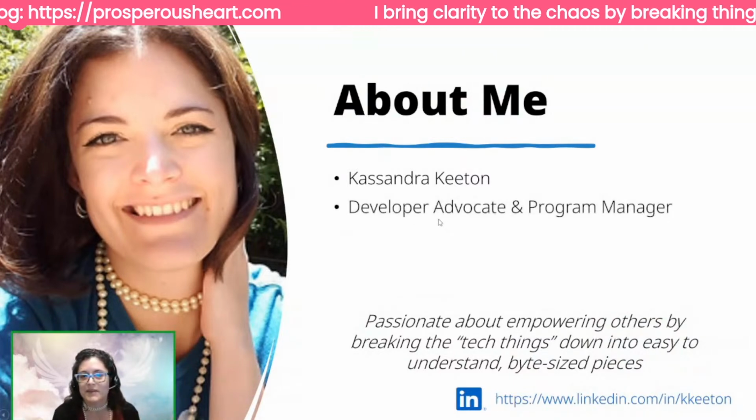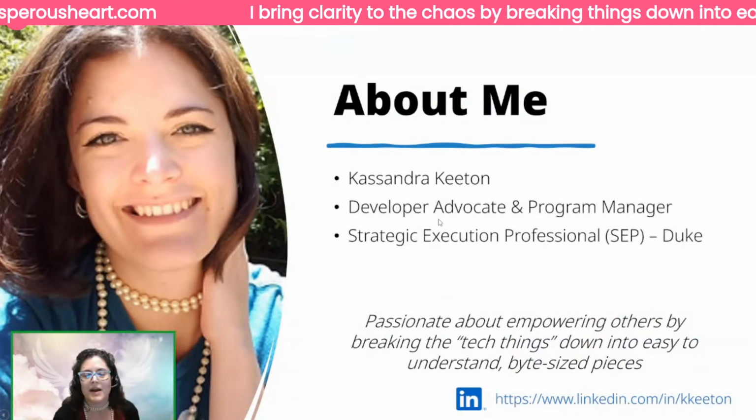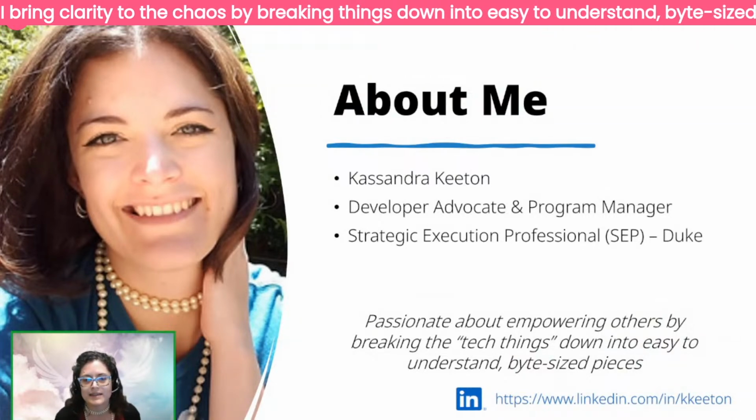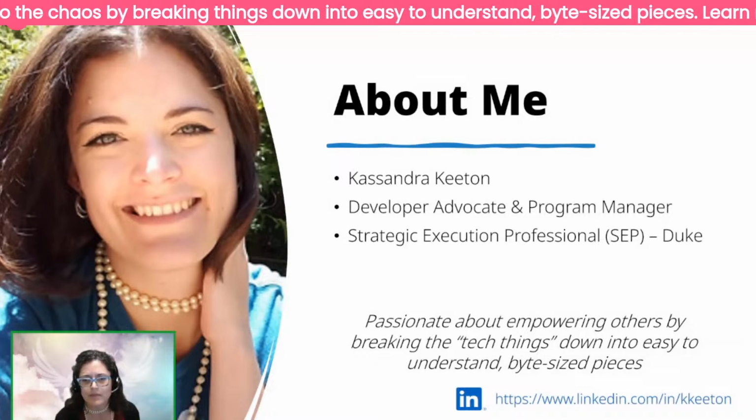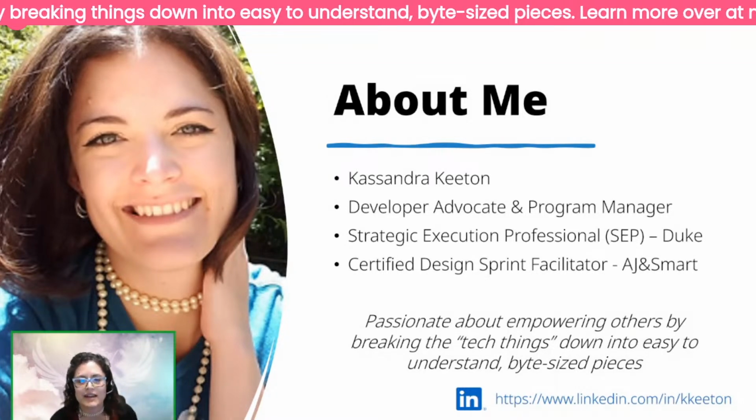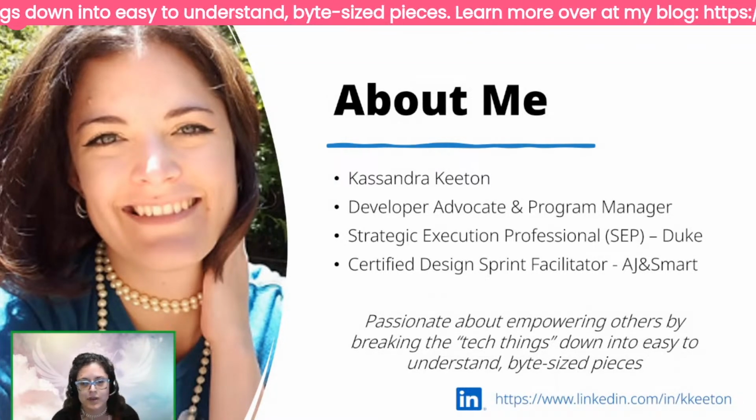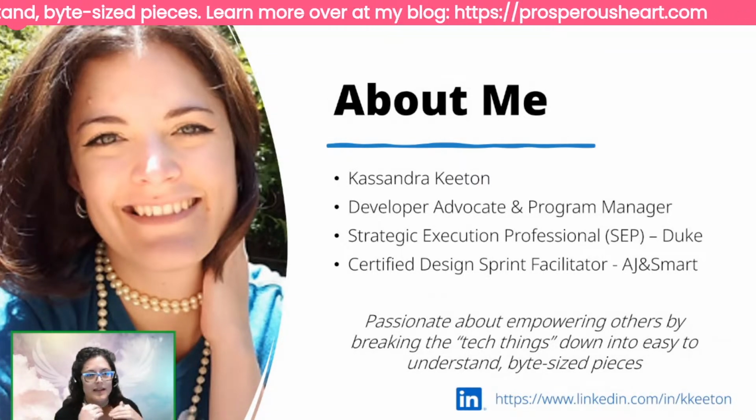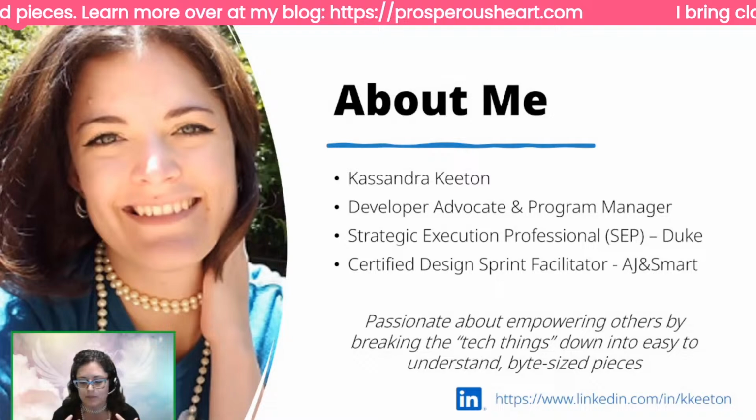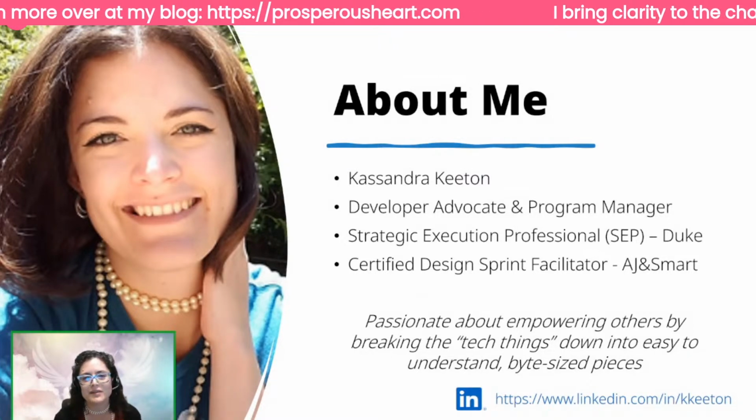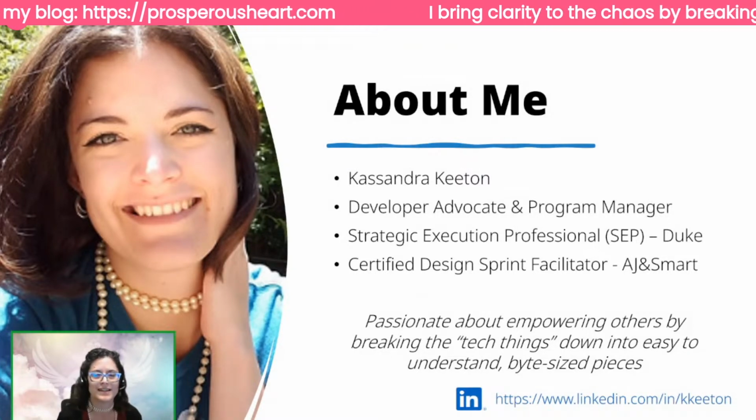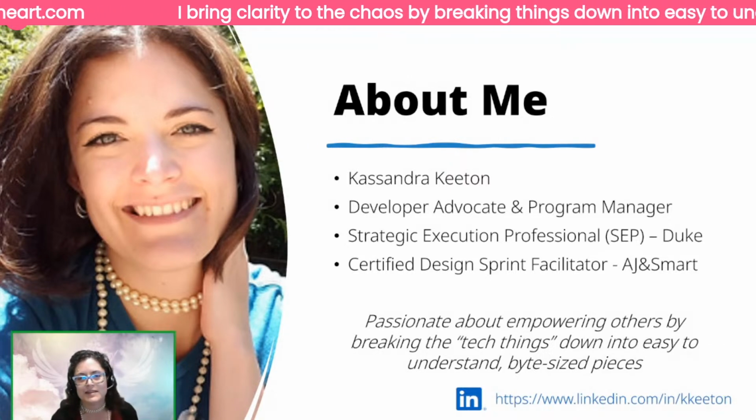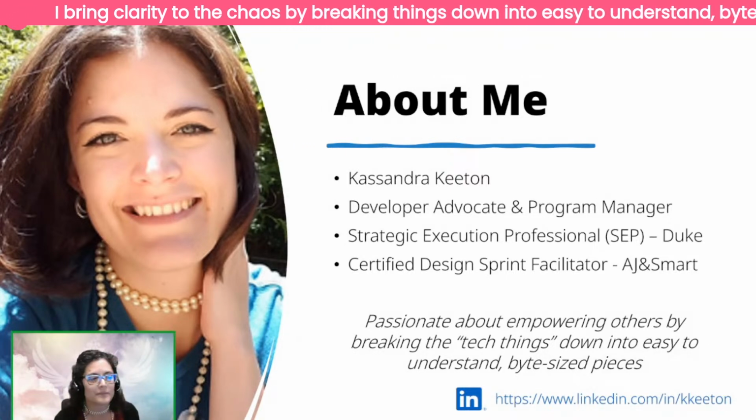Like I said, I'm a developer advocate and a program manager. I've also recently received my credential from Duke as a strategic execution professional, and I have also been certified in design sprint facilitation through AJ and Smart. So, what does this mean? Again, I have found that through things like workshop facilitation and defining your scope and doing a little bit of the prep work beforehand, before trying to dive into touching any work, that has been so helpful for myself and the people that I collaborate with.